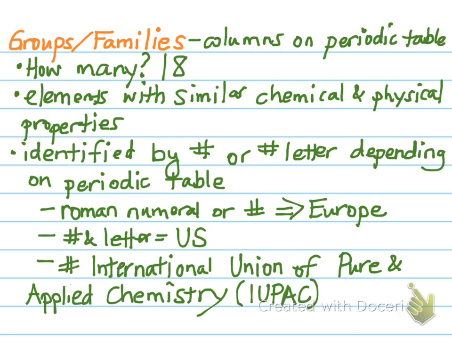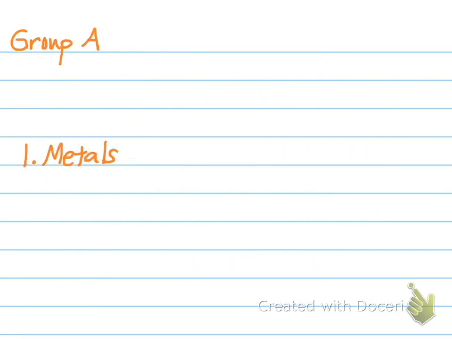So again, depending on the origin of the periodic table, you might see the groups or the families labeled a little differently. Sometimes you'll have a Roman numeral and a letter, sometimes just a number, sometimes a number like we think of and a letter. And again, it just tells you a little bit about where that periodic table started out.